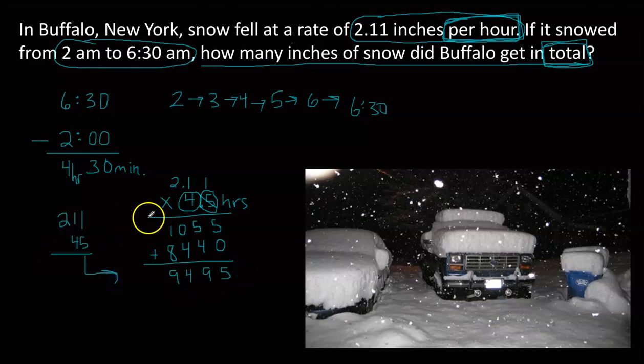The only difference between these two is that we have decimals inside of these numbers, and I don't see decimals inside of these numbers. So we need to place the decimal at the end. I'm going to count how many numbers fall to the right of this decimal. There's 2 numbers to the right of this decimal. Now, how many numbers are to the right of this decimal? There's one number to the right of this decimal. So in total, that's 3 decimal places.